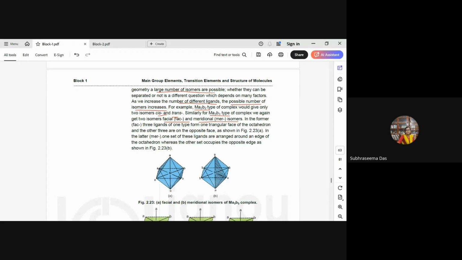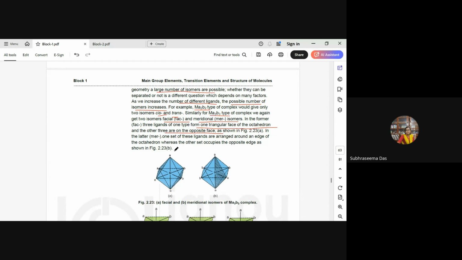It is important to remember that cis and trans isomerism are shown by square planar complexes. But when we have an octahedral complex, we also get two isomers, called facial isomers, mostly written as FAC, and meridional isomers, written as MER. In facial isomers, the three ligands of one type form one triangular face of the octahedron, and the remaining three come on the other side of the octahedron. Here it has been shown.